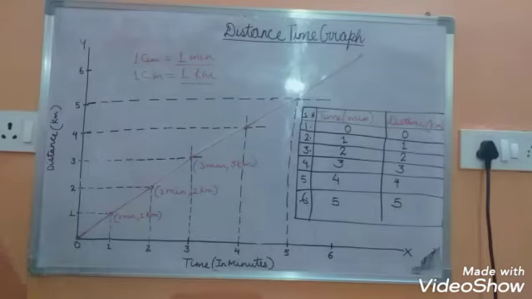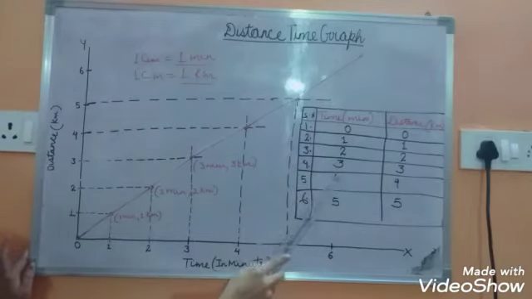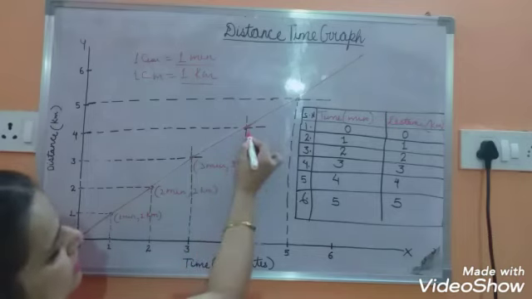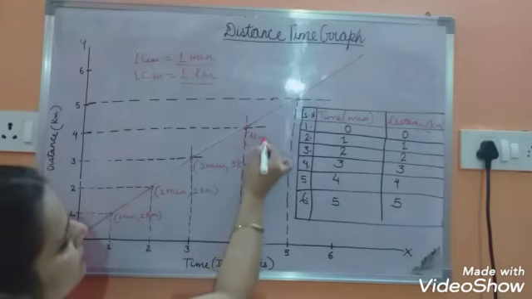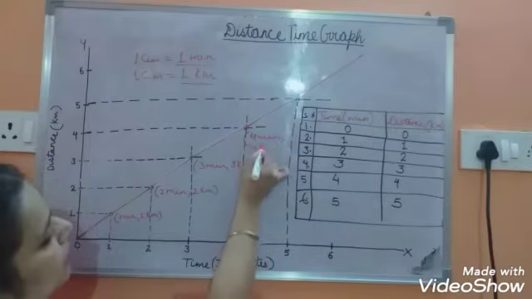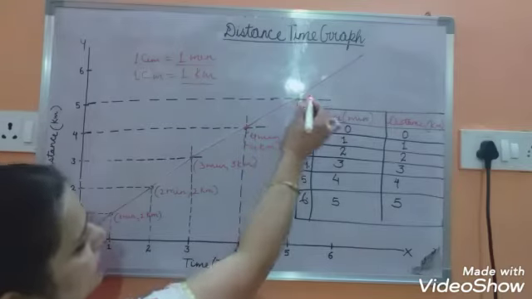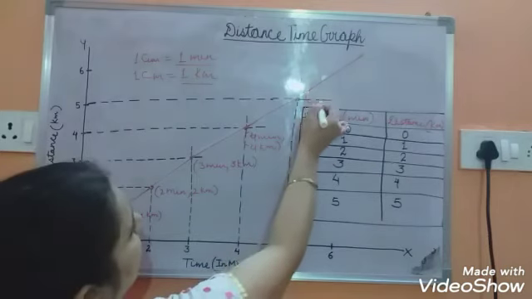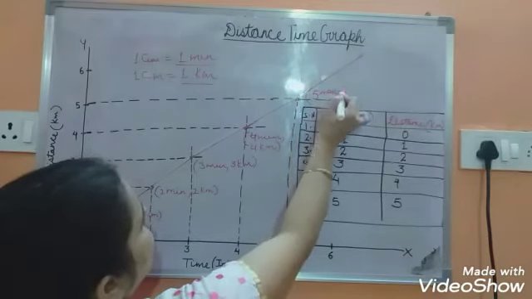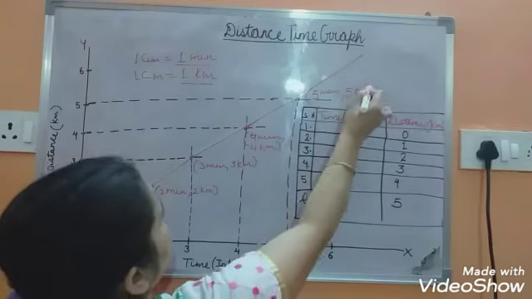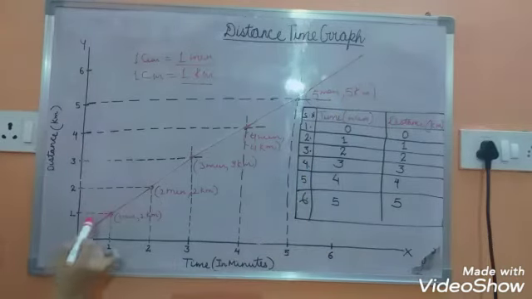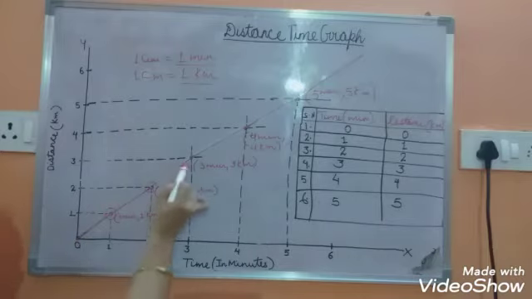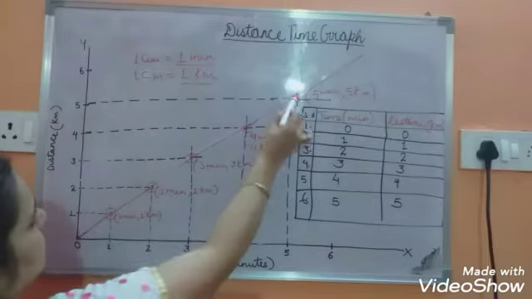Okay, so in the same way, the rest of the distances and the rest of the points we will draw, for the 4th minute and 4 kilometer, for 5 minutes and 5 kilometer. You can see this point is representing 4 minutes and 4 kilometer, and this point is representing what? This is representing 5 minutes and 5 kilometers. Now these points are there. We have marked all the points.